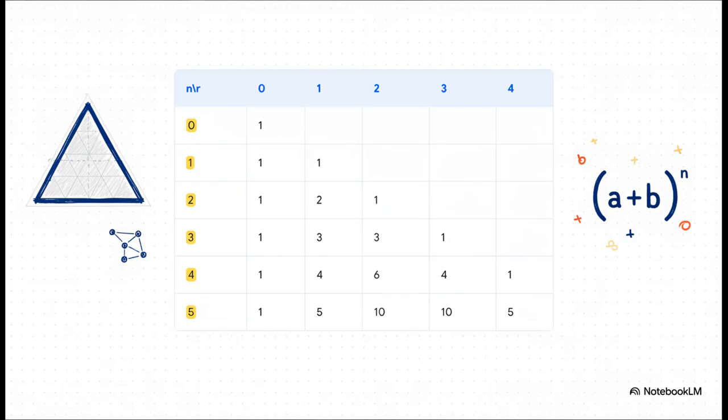What pops out is this really elegant structure, which you might know as Pascal's triangle. And the rule to build it is so simple. Each number is just the sum of the two numbers right above it. I mean, look at that row for n equals 4. You see that 1 plus 3 gives you 4, and 3 plus 3 gives you 6. That's it. That simple little rule generates every single coefficient you'll ever need.